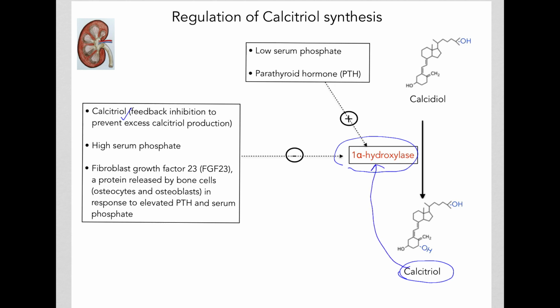Calcitriol will come back and inhibit this enzyme. Now high serum phosphate also inhibits this enzyme. Remember, low serum phosphate stimulates the enzyme. High serum phosphate inhibits this enzyme.